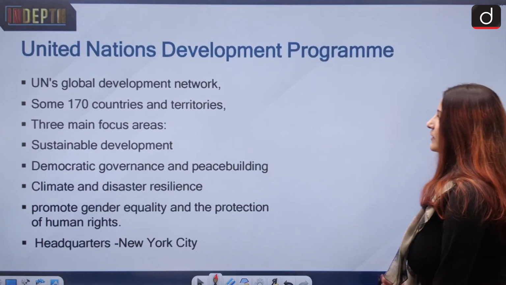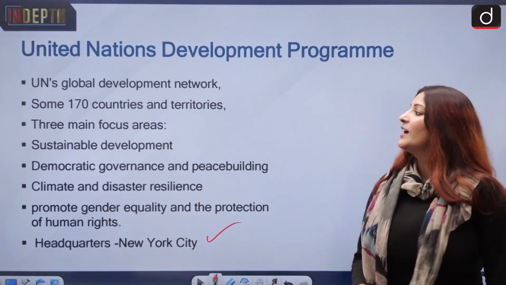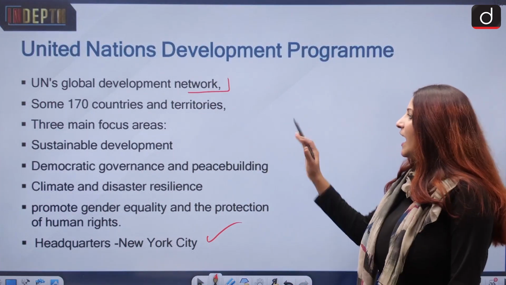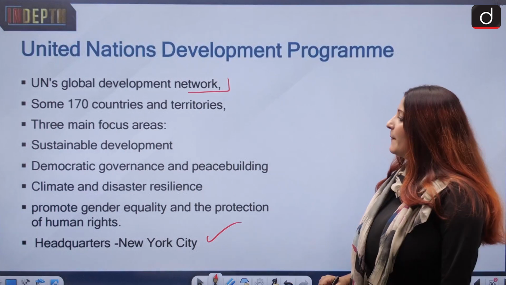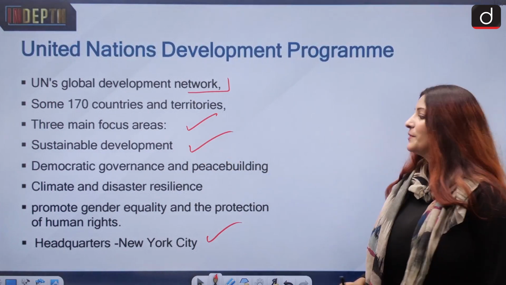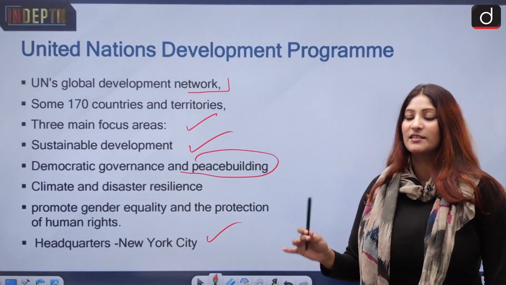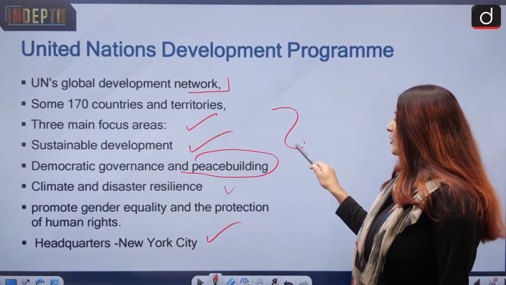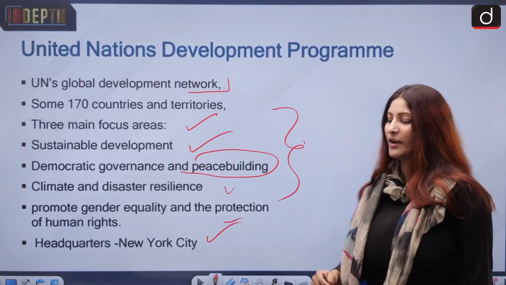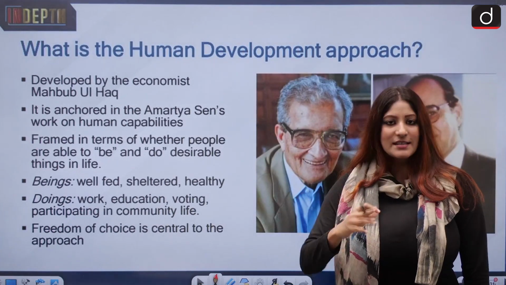Now let us talk about the United Nations Development Programme. It is headquartered in New York City and it is the UN's global development network. Some 170 countries and territories have its presence. Apart from that, it works on three focus areas: sustainable development, democratic governance and peacebuilding, and climate and disaster resilience. This could form a trio for your prelims, remember this. It also promotes gender equality and the protection of human rights. So all in all, it takes development on an overall basis. This is the concept it has.